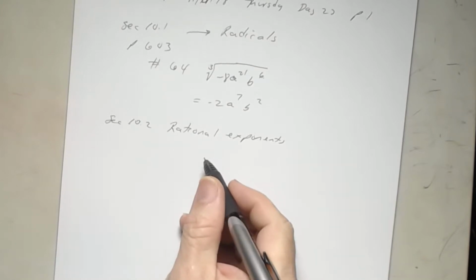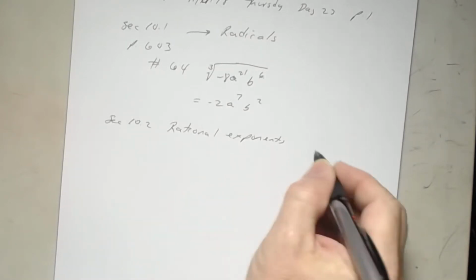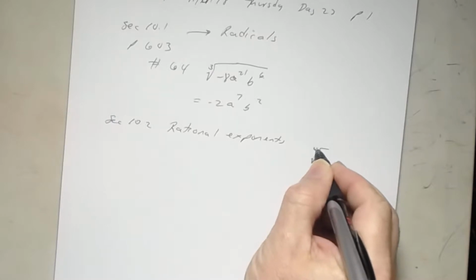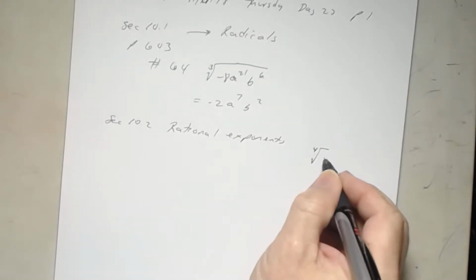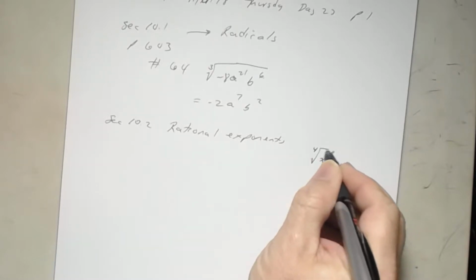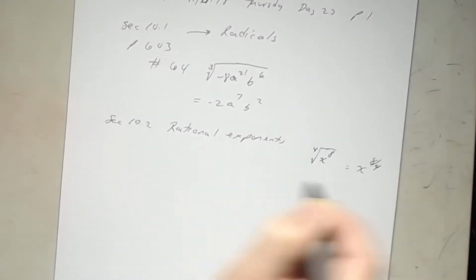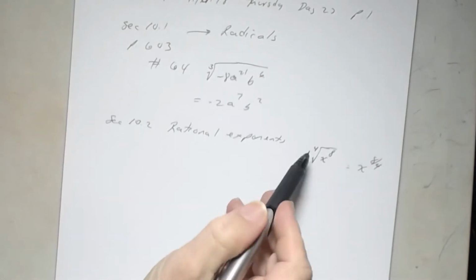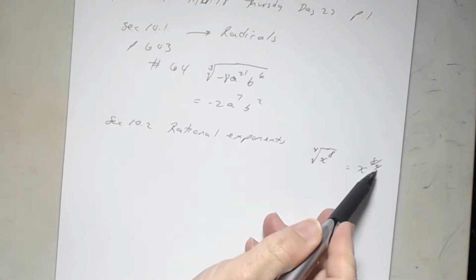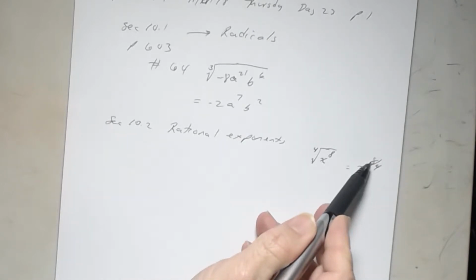Now, in the previous section, 10.1, when I had the fourth root, assuming the variables represent positive numbers, of x to the 8th power, we said the answer was x to the second. Basically you said this was x to the 8 divided by 4, and so that would be x squared. What you need to notice is that the index became your denominator and the exponent was the numerator.